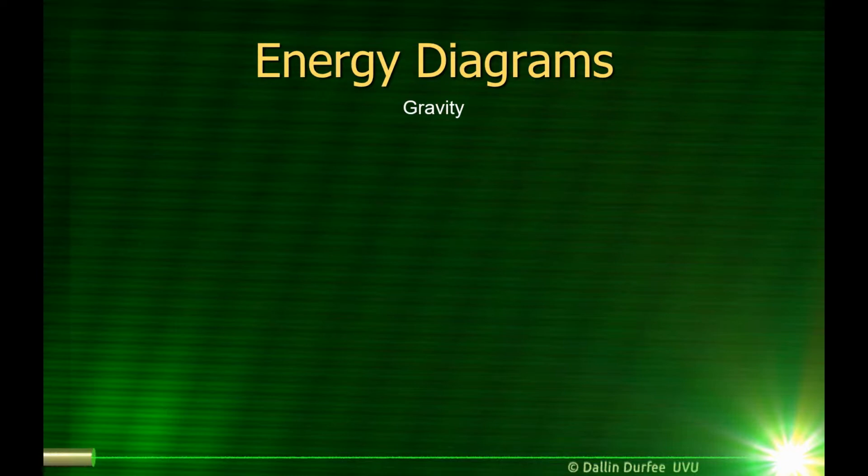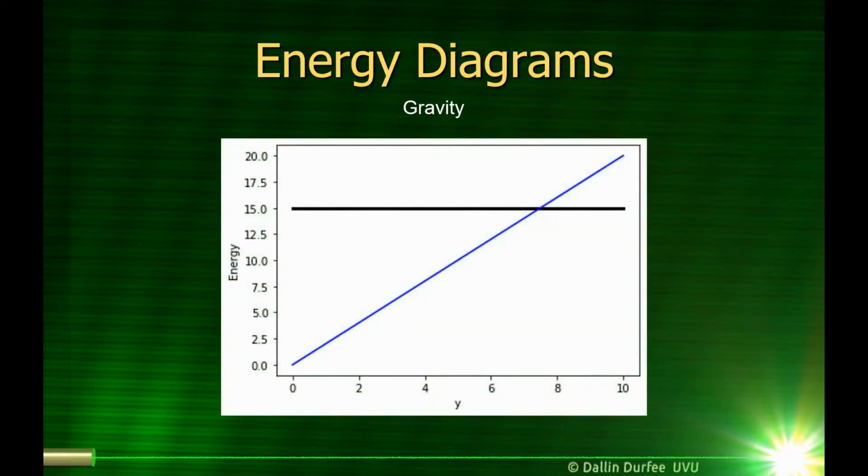All right, now let's quickly talk about energy diagrams. The idea with an energy diagram is you just make a plot of energy as a function of some variable. For gravity, we're going to plot energy as a function of y. This black line here is the total energy.